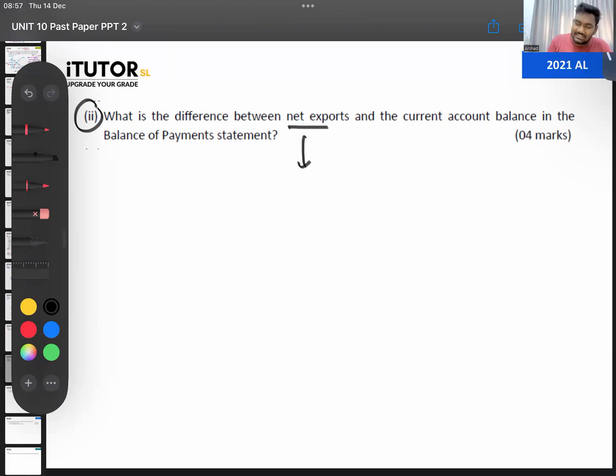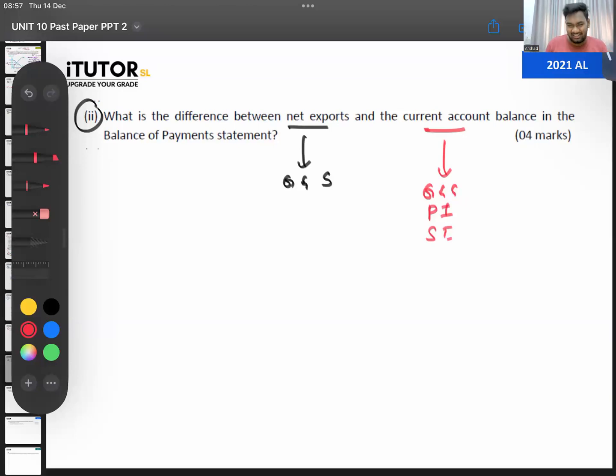So you need to explain what is net export. That is your goods account balance and service account balance, exports and imports of all of them. Then what is your current account balance? That is a much more broader concept which also includes your net export. In addition to having your goods and service account balance, it also includes primary income and secondary income.